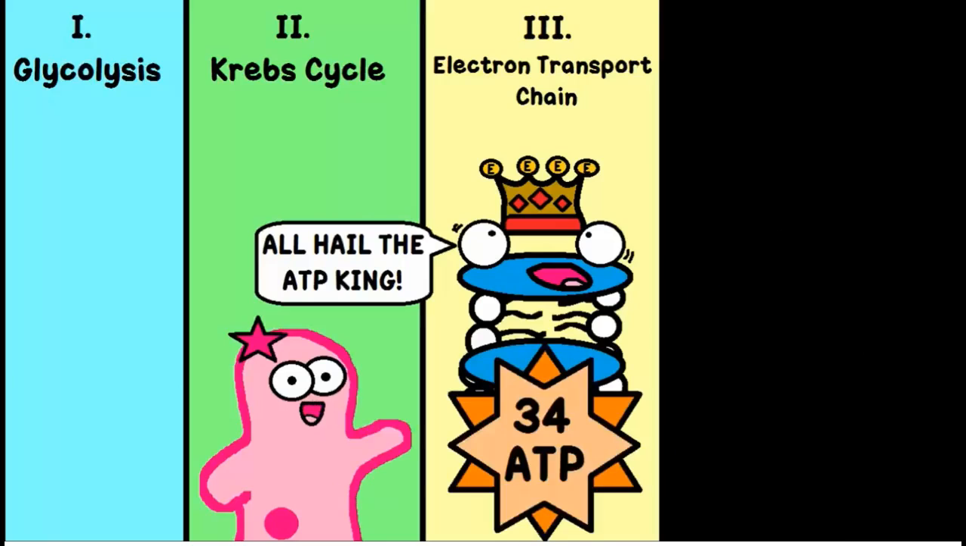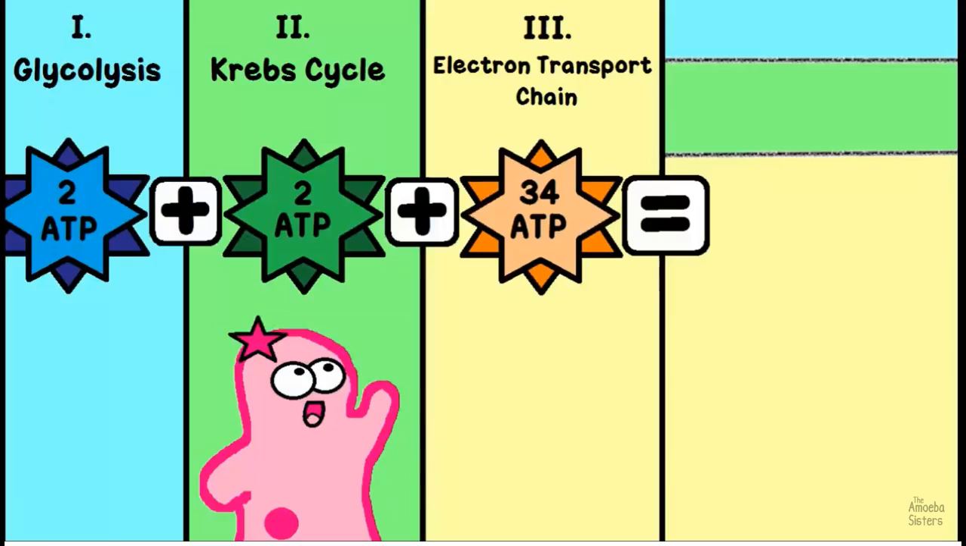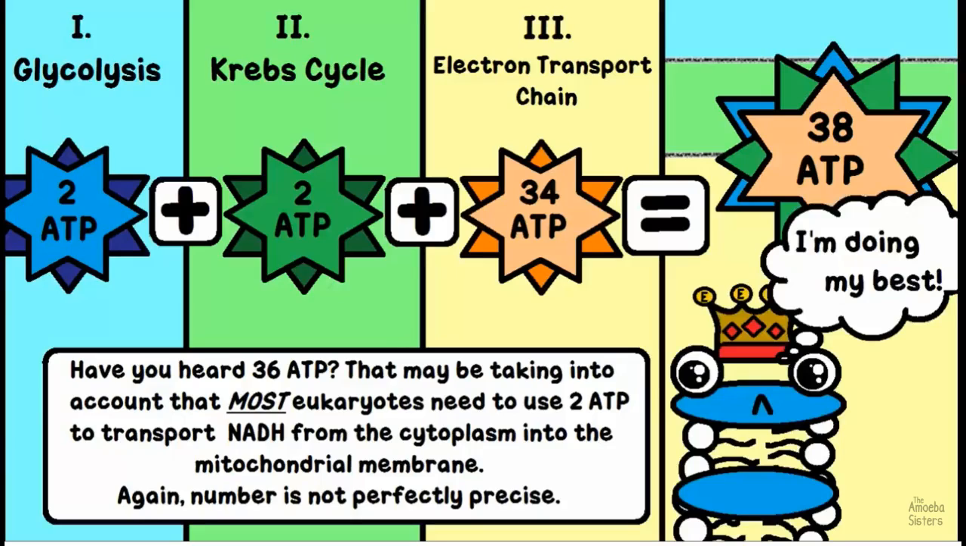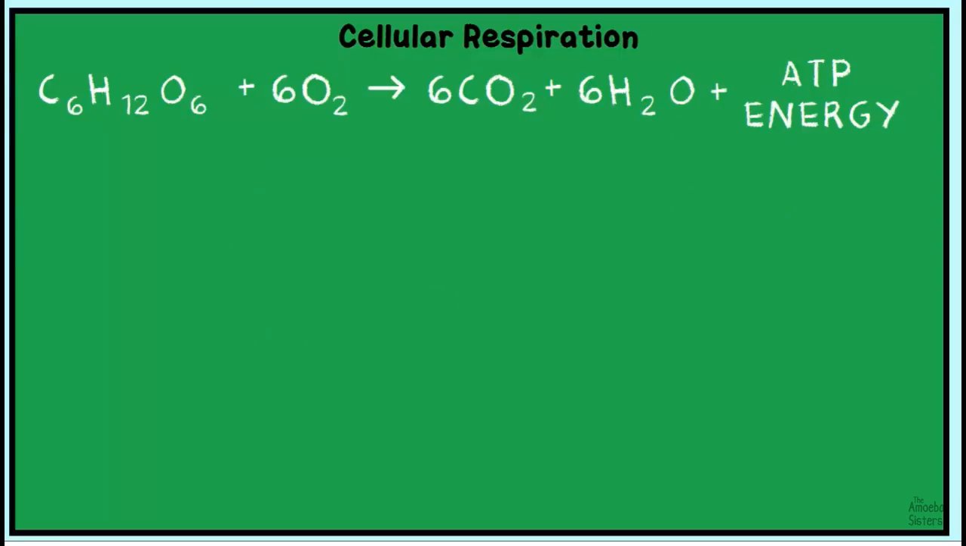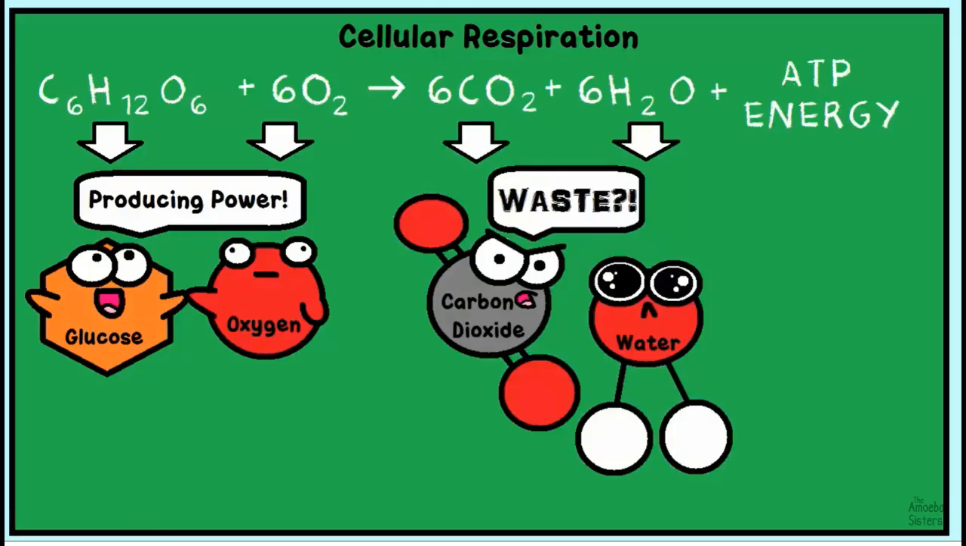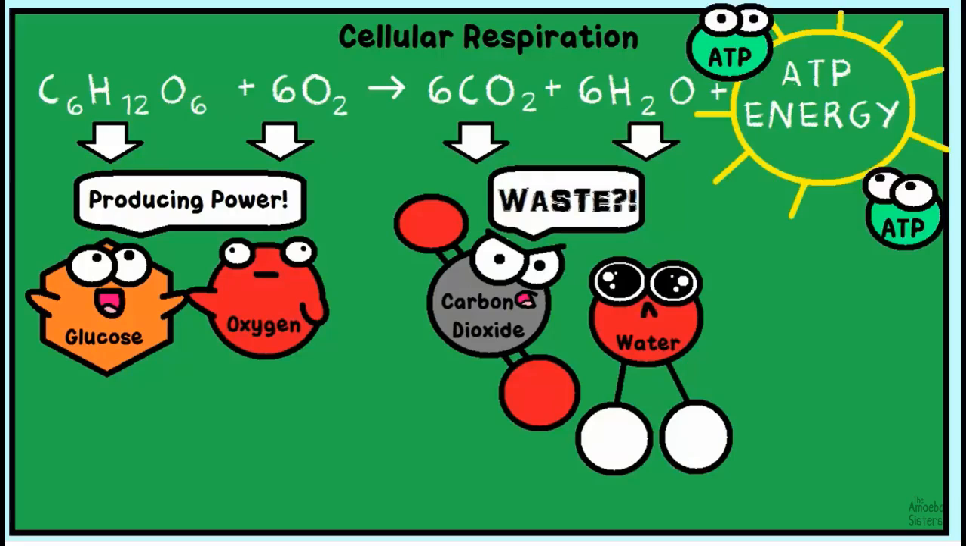Many textbooks will say that this step makes 34 ATP, meaning that the net amount of ATP when you added all three steps would be 38 ATP. But you need to understand that this is a perfect case scenario. And in general, you can't really expect that much ATP made each time. Now, if we look at our formula again, we can see how the glucose and the oxygen on the reactant side were used to produce carbon dioxide, a waste product, water, which was a waste product, and ATP energy. ATP energy was our goal.